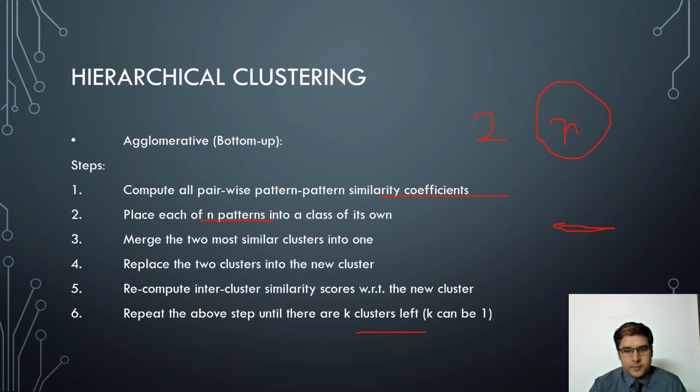So within a new cluster we compute the inter-cluster similarity scores, and we again determine new clusters in the new cluster, thus dividing that cluster. So repeat these steps until there are k clusters left.